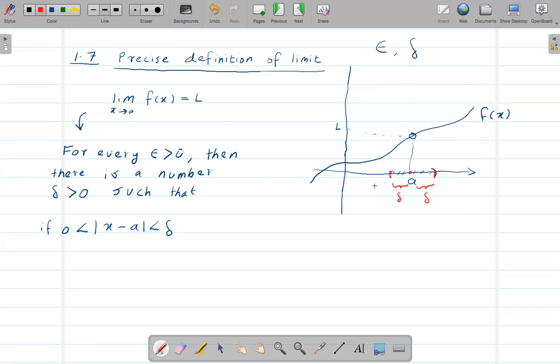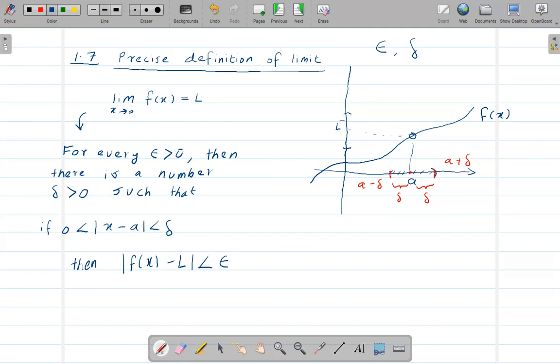So this point I can say is a minus delta, and this point I can say is a plus delta. Because this is delta, this point is a plus delta, and on the left-hand side, this one is a, and if we subtract this delta, we get a minus delta. That means if there is any x between this interval, then there must be f of x minus L, which is less than epsilon.